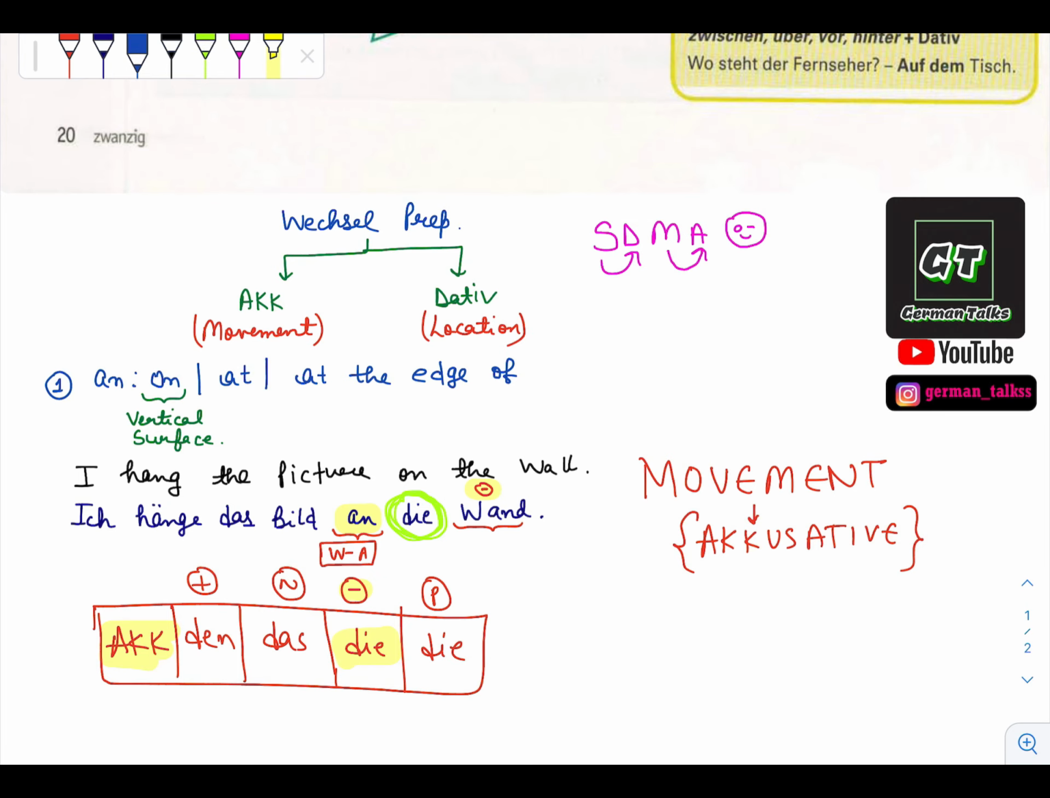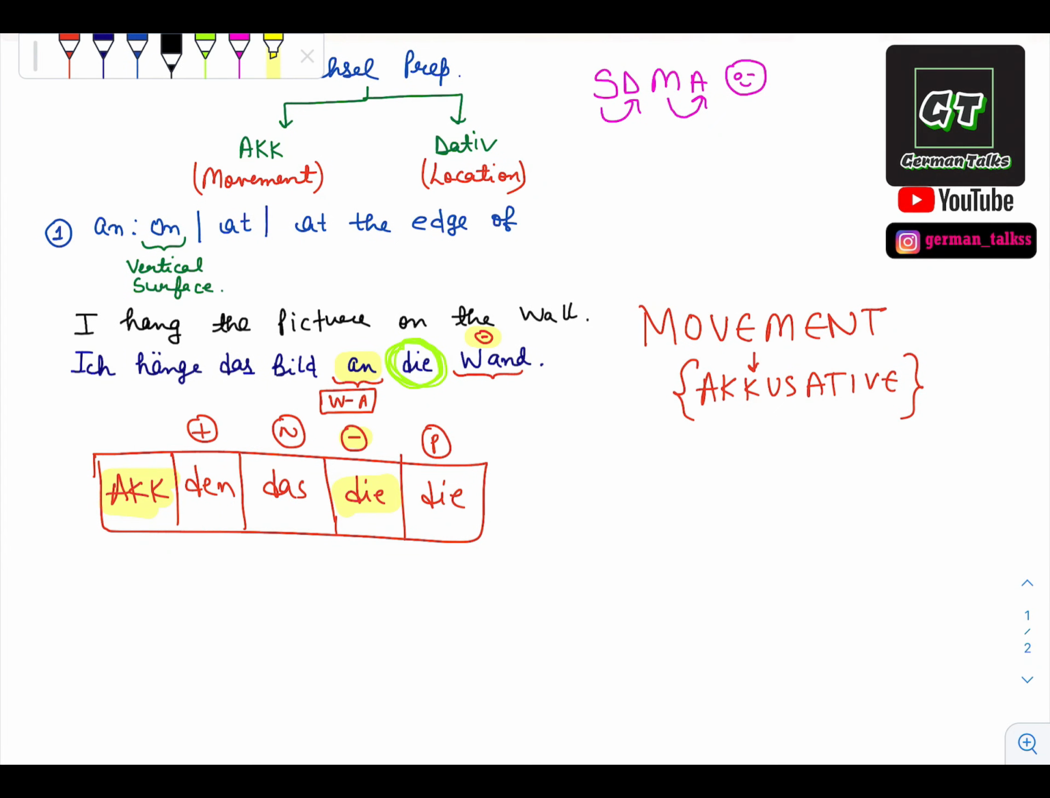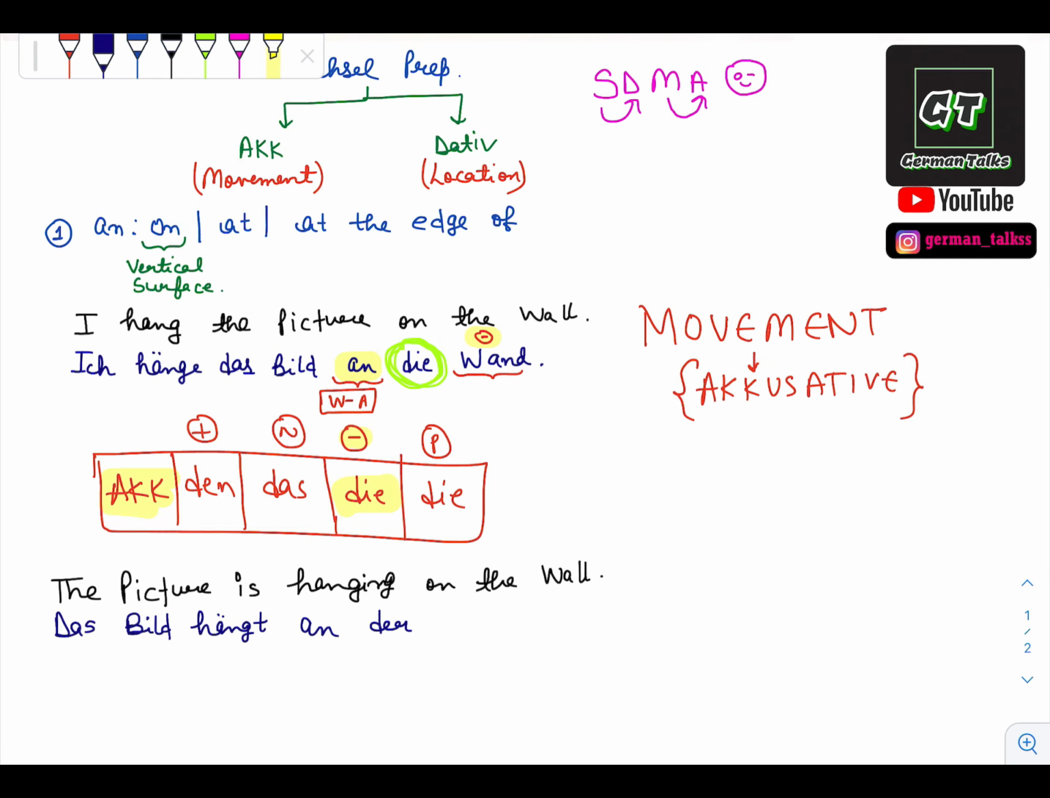Now, if we talk about the dative case, we will see one more example. For example, if I want to say the picture is hanging on the wall. Now I'm simply saying the picture is hanging on the wall, which means here I'm talking about the location. First I will write the sentence. Das Bild hängt an der Wand.